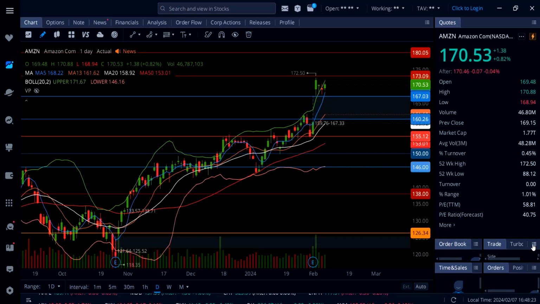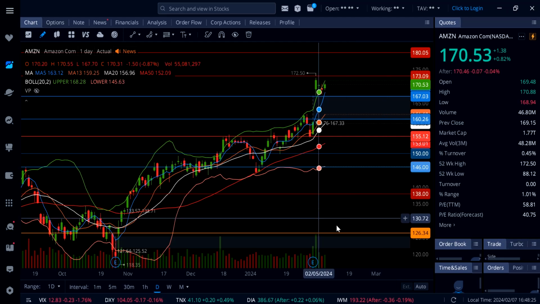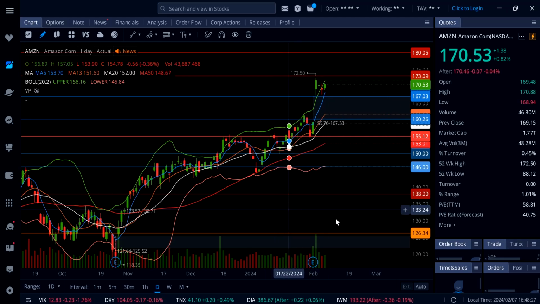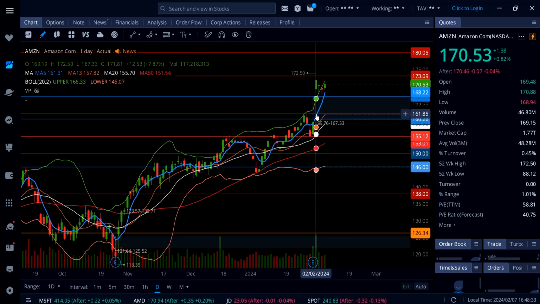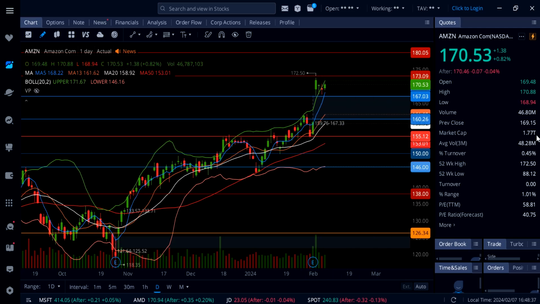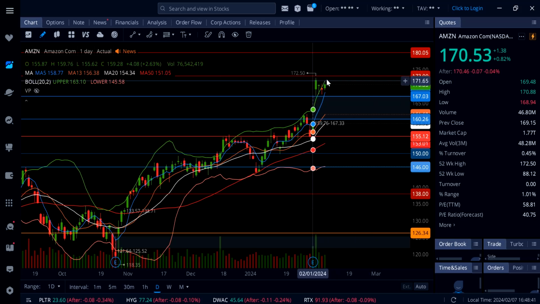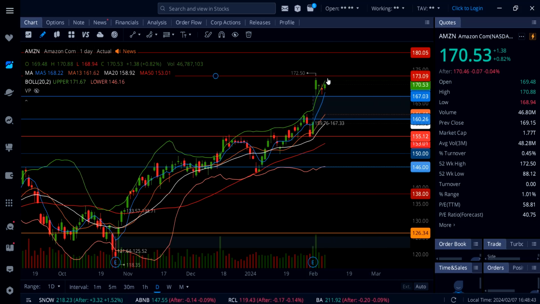On Amazon stock, it's up 0.82%, and Amazon now trading above 170. And once again, if you look at my screen, not even touching this 5-day moving average, 168. Came down to 168.94, and this thing went back up and looks like it's going to move even higher up to this high, 173. And that's going to be a resistance to watch on Amazon.